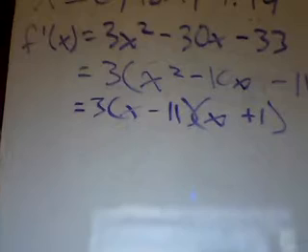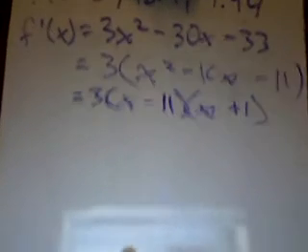Now you got that, you gotta do a little factoring with that, so we'll pull out the 3. When you pull out the 3, it'll give you 3 times the quantity x squared minus 10x minus 11. And then you factor out that quadratic there. That's going to be x minus 11 times x plus 1. So that's going to be the factored form of the first derivative.